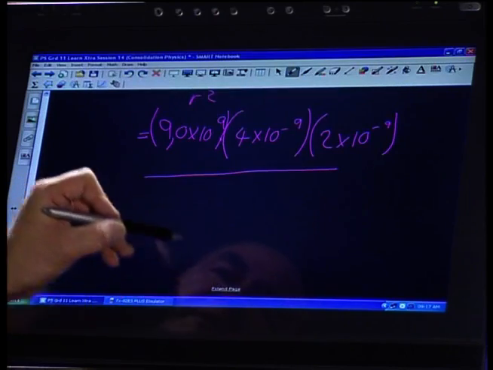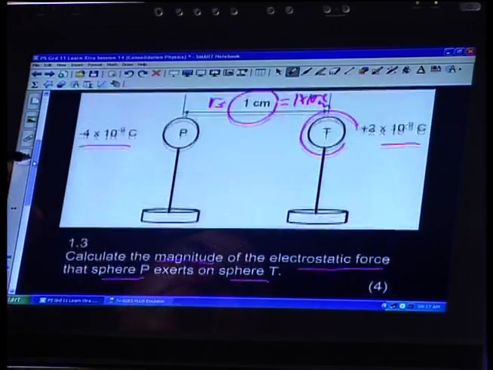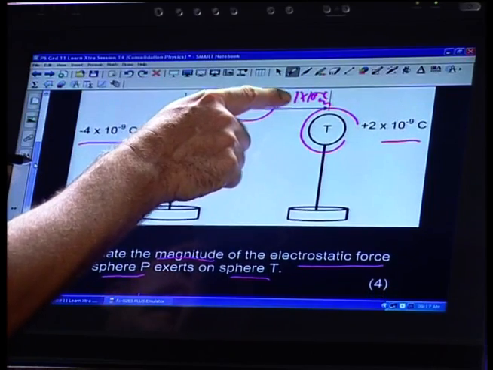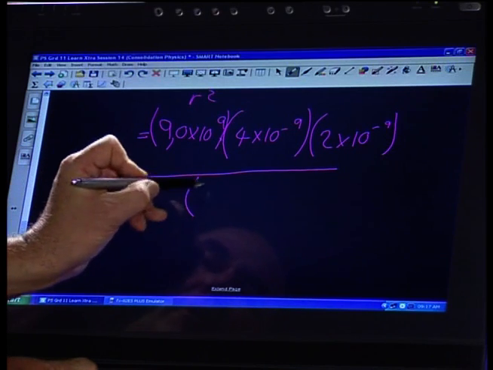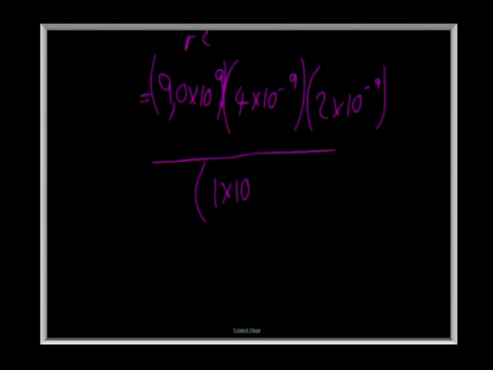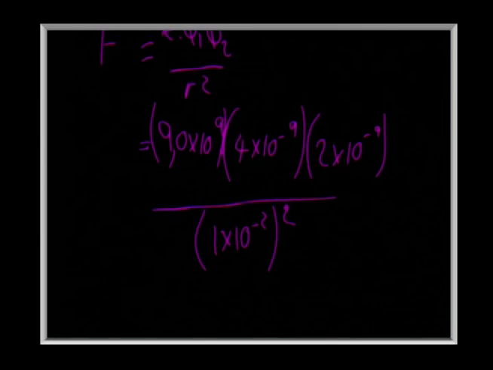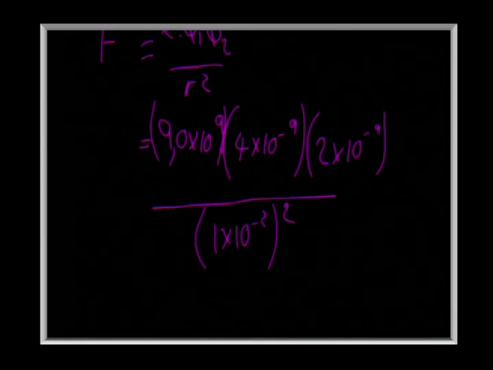Now, what's the distance? Remember, I converted it. It was 1 centimeter, and I said it must be 1 times 10 to the minus 2. So I'm going to open brackets, 1 times 10 to the minus 2, and I need to square that. Make sure you write that in properly, and then pay particular attention when you come to do your calculation that you do actually square it.